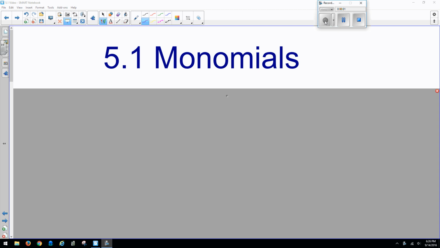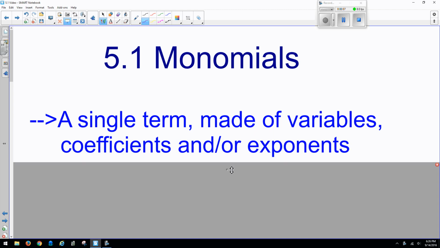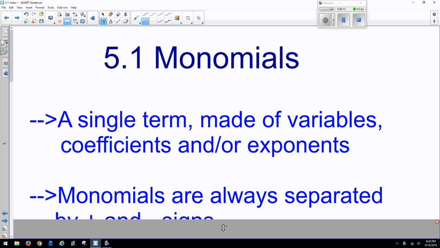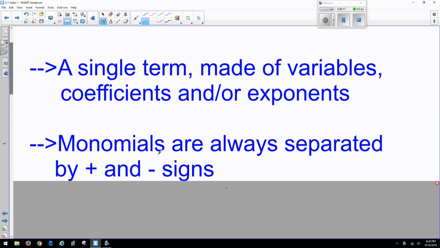All right, guys, so we're going to jump to chapter 5 and start talking about monomials. Hopefully you remember monomials from Algebra 1, but if you don't, here's the definition. And here is something to remember if you don't remember it.